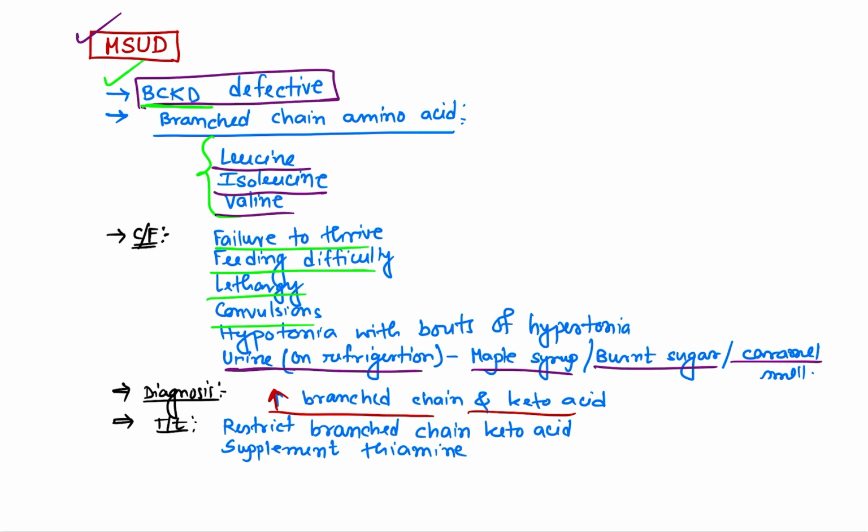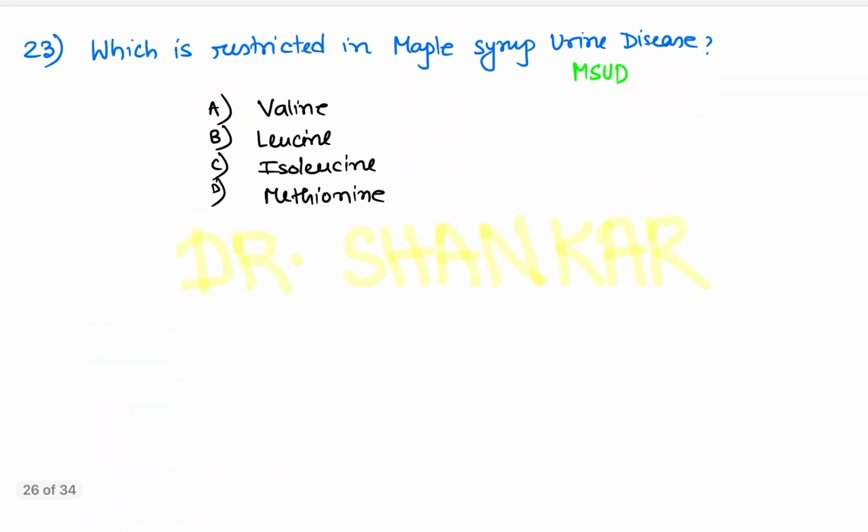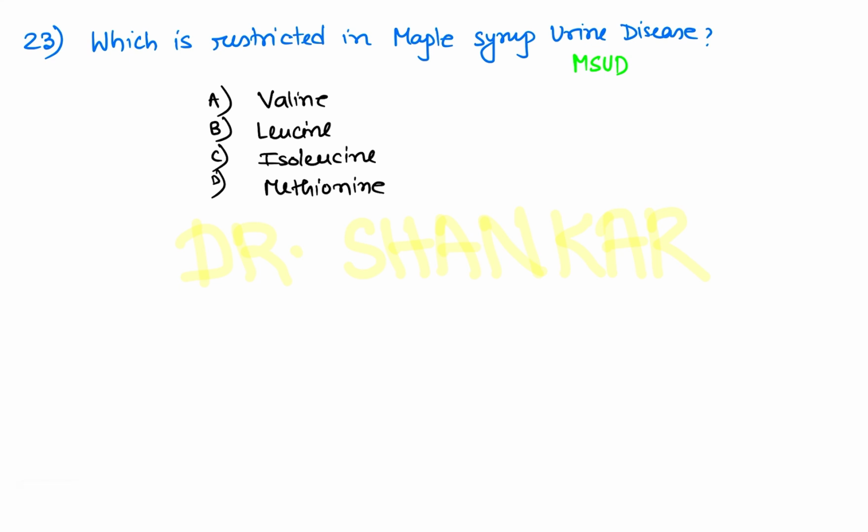What is the treatment? Treatment is restriction of food products containing leucine, isoleucine and valine, and supplementing thiamine. So I have to restrict all the branched chain amino acids. So what are the branched chain amino acids among these four options? That is valine, leucine and isoleucine. So I have to restrict these three amino acids. The question was which is not restricted in maple syrup urine disease. The answer is methionine. The rest of the three amino acids are restricted because these are branched chain. Methionine is not restricted in maple syrup urine disease.